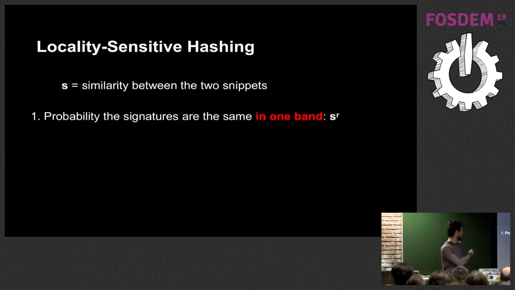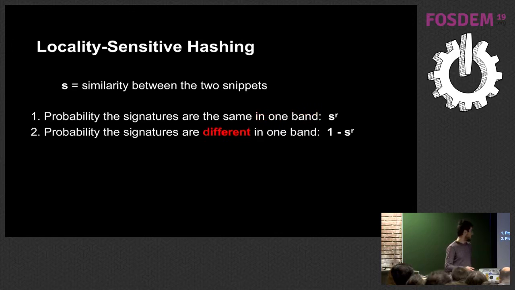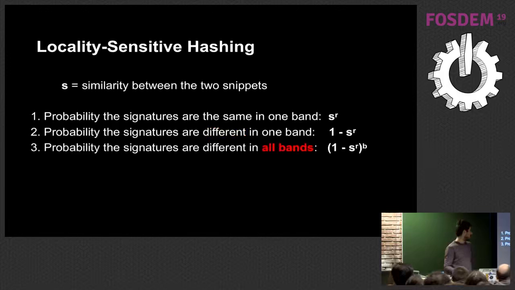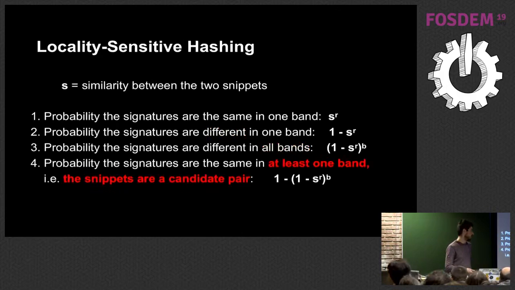So if we call S the similarity between two snippets, then the probability that the signatures are the same in one band is just S to the power R. So if we take the opposite event, that is, they are different in one band, then we can calculate this. If you do this for all bands, since we have B bands, we just put that to the power of B. And if we take the opposite event, that is, the event that two snippets are a candidate pair, you get this.